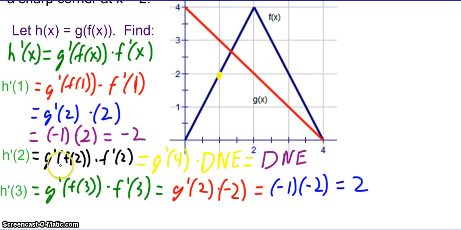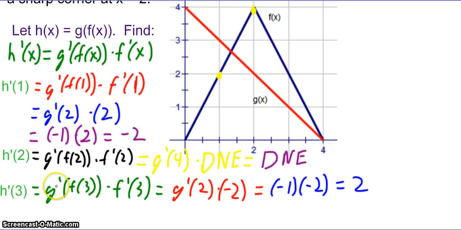H prime of 2 is g prime of f of 2 times f prime of 2. F of 2 is 4. So this becomes g prime of 4, but f prime of 2 does not exist. So it doesn't matter that g prime of 4 also does not exist, because f prime of 2 does not exist. So therefore h prime of 2 does not exist.